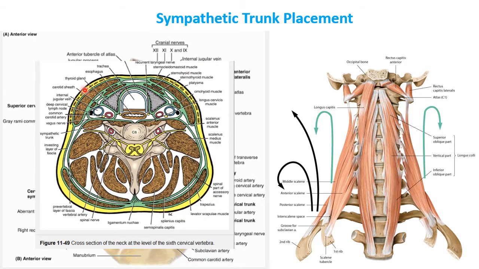So what is the placement? Again, look at the transverse section. This is the vertebra, so this is where the vertebral column is. These are the prevertebral group of muscles. More laterally are the scalenes. Anteriorly are the prevertebral groups, more laterally the scalenes. Then anterior to the prevertebral groups as well as the scalenus anterior will be the carotid sheath. And between the carotid sheath and the prevertebral muscles is the cervical sympathetic trunk.